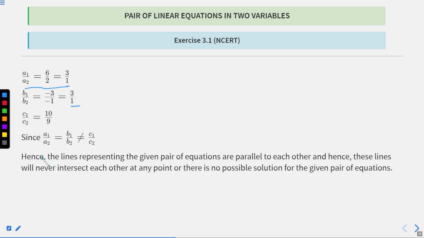Okay, and here we can observe that a1 by a2 is equal to b1 by b2 but does not equal c1 by c2. So since a1 by a2 is equal to b1 by b2 but does not equal c1 by c2, hence the lines representing the given pair of linear equations are parallel to each other, and hence these lines will never intersect each other at any point. So there is no possible solution for the given pair of equations.